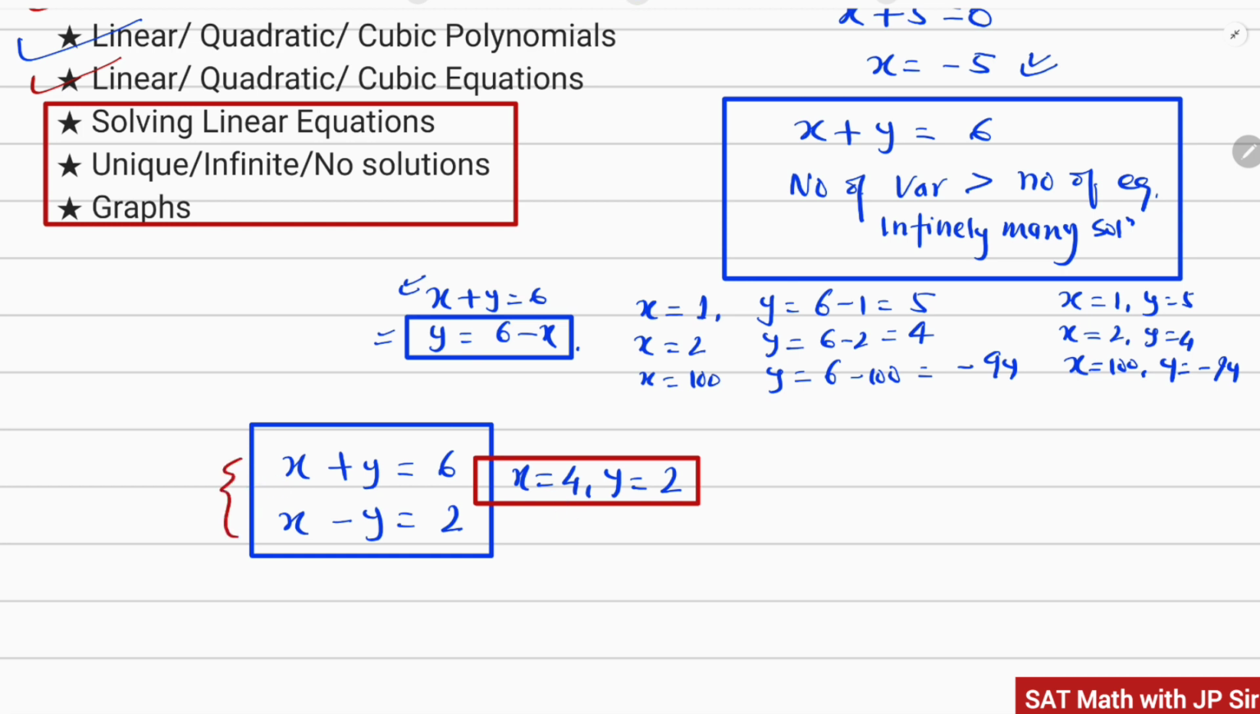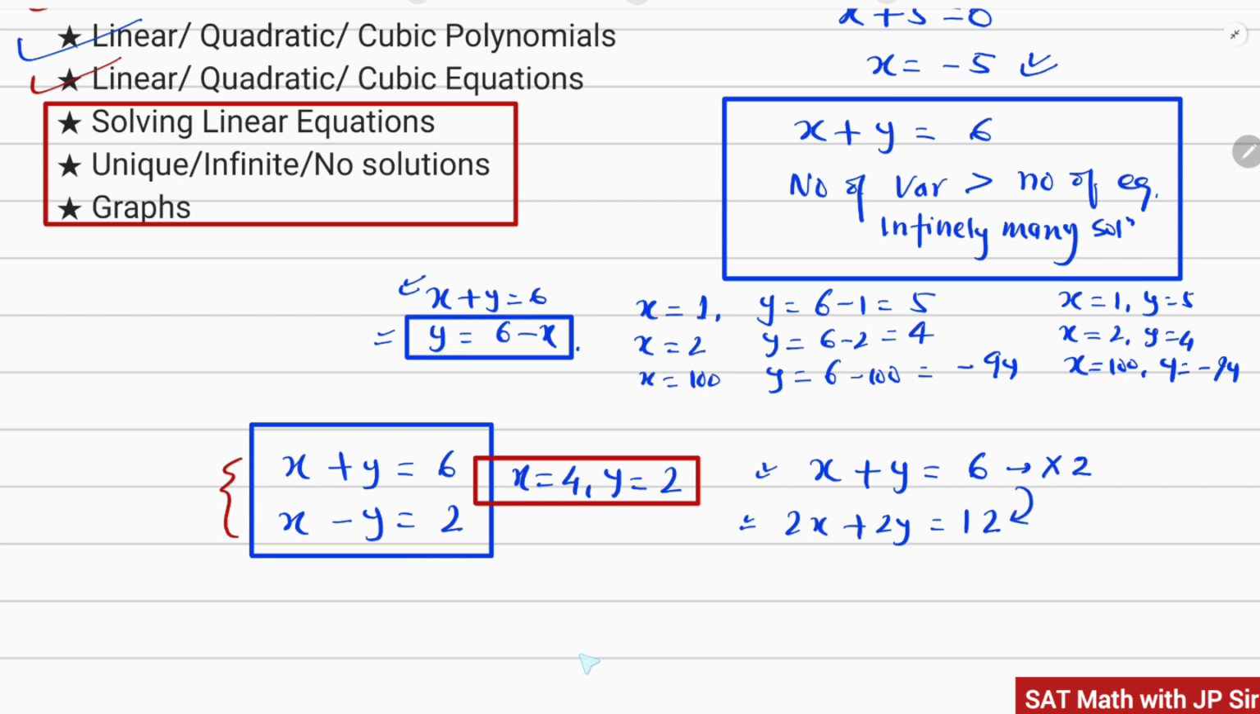But sometimes they give you equations like x plus y equals 6 and 2x plus 2y equals 12. These equations may look different. Well, you can see that we have two equations, so we can have a unique solution. But no, actually this equation is multiplied just by 2 and we are getting this equation. It means both are actually the same equations.